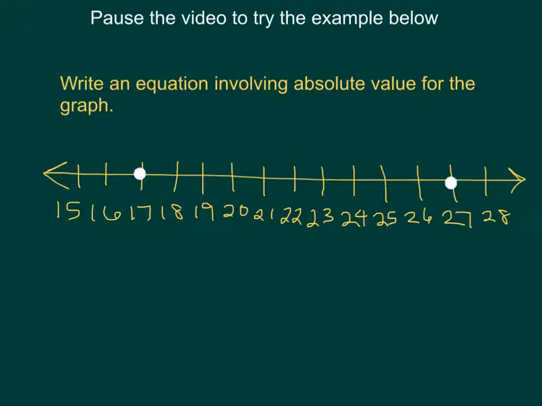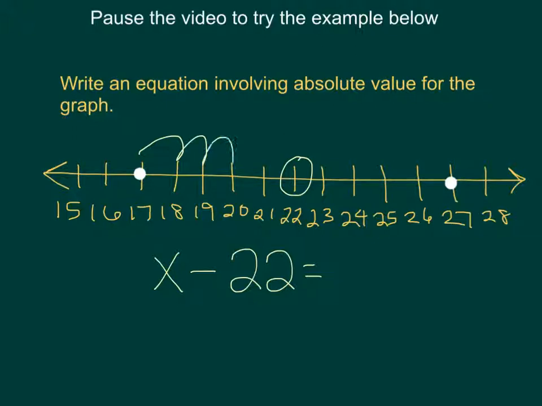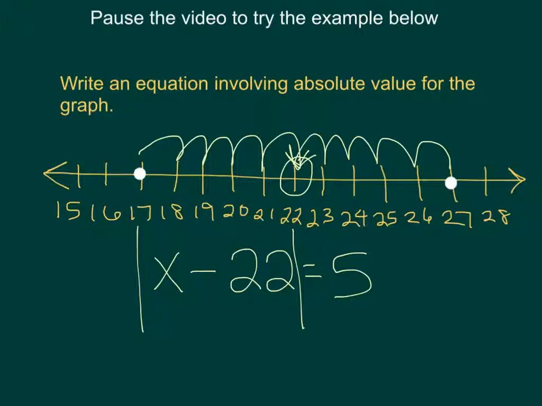Pause the video to try the example below. Write an equation involving absolute value for the graph. So we first need to find the middle point. So we have 17 and 27. So it looks like our middle point would be here at 22. So we set our variable x minus 22 equals the distance it takes to get there. So our distance from here is 1, 2, 3, 4, and 5. The distance from 27 is 1, 2, 3, 4, and 5. So it would equal 5, and I include my absolute value bars.